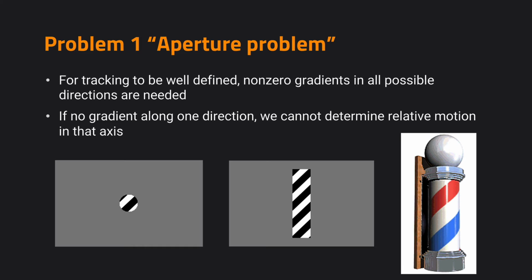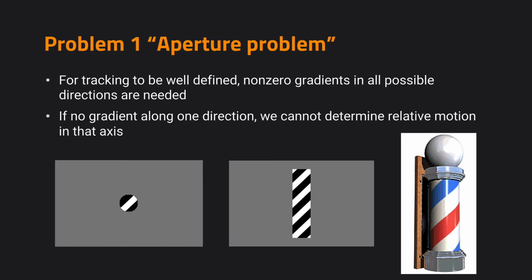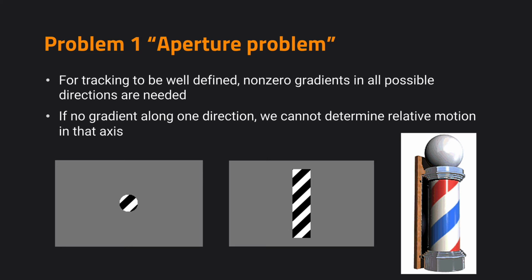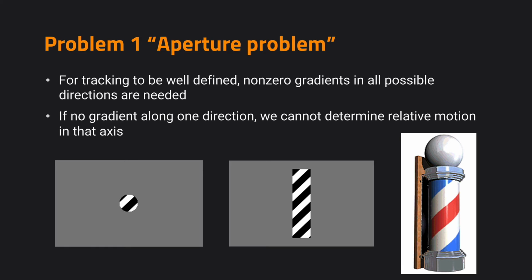And this is something called the aperture problem. It's actually quite famous. It says that if we want to have well-defined tracking, we need non-zero gradients in all directions. In the image, it means that we will have non-zero gradients in both x and y directions. And if any of those gradients are missing or zero, that means we cannot determine the relative motion. And this also leads to the illustration of the barber pole illusion.